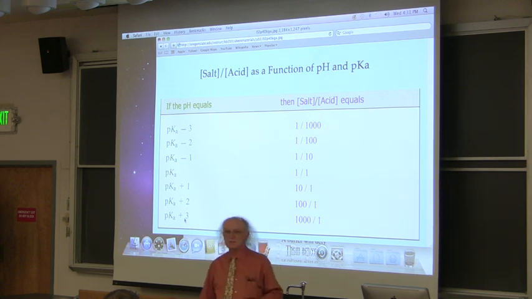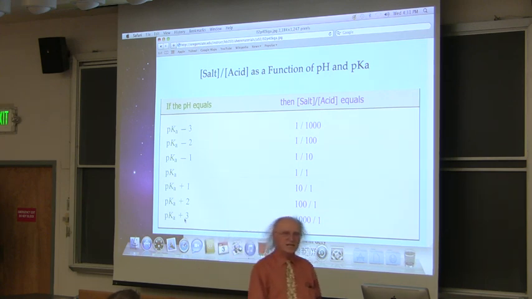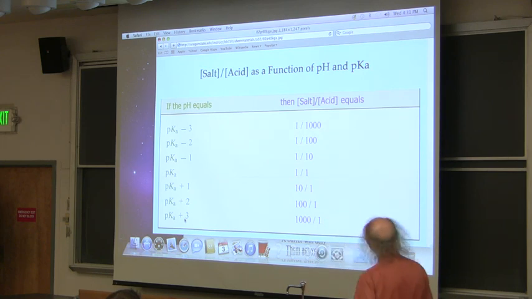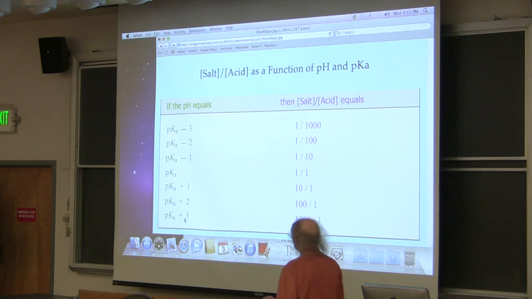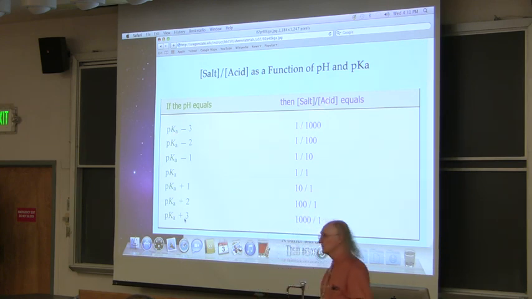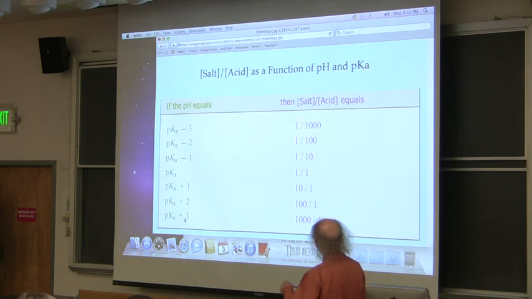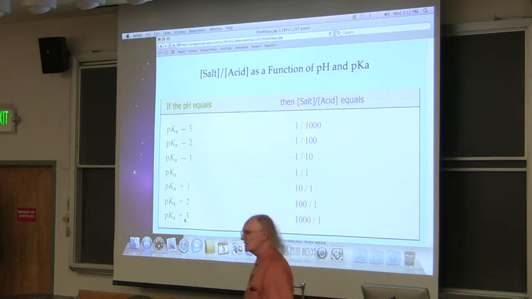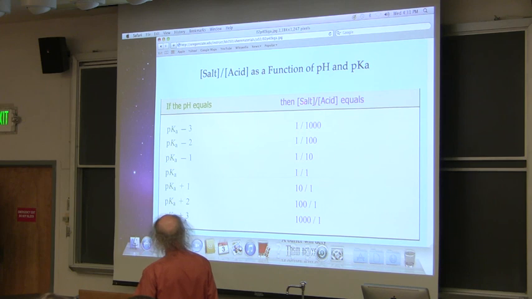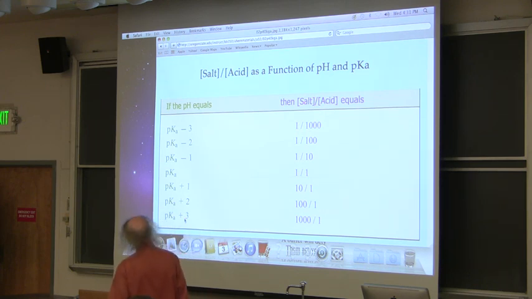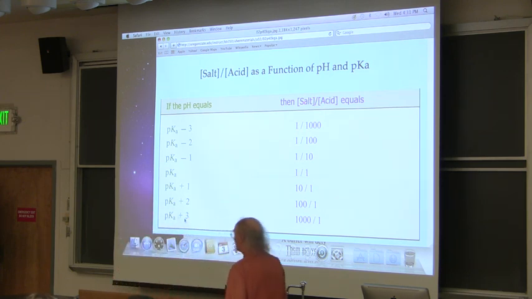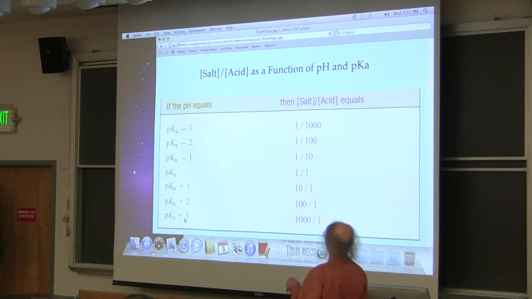You don't need to memorize this. I'm just showing you this to illustrate what the ratio of that salt to acid corresponds to. If the pH is 3 units below the pKa, there's 1,000 times as much acid as there is salt. If the pH is 2 units below, there's 100 times as much acid as there is salt. Down here, when the pH is 3 units above the pKa, we have 1,000 times as much salt as we have acid.